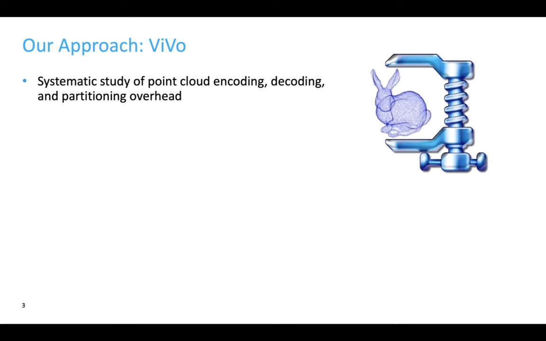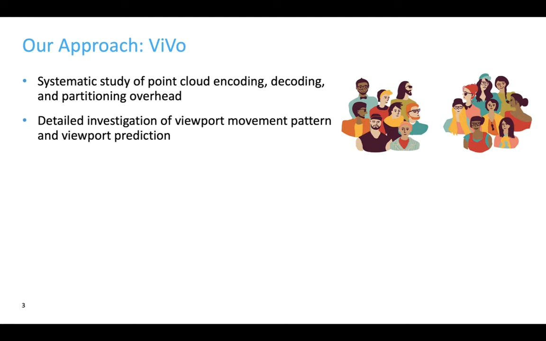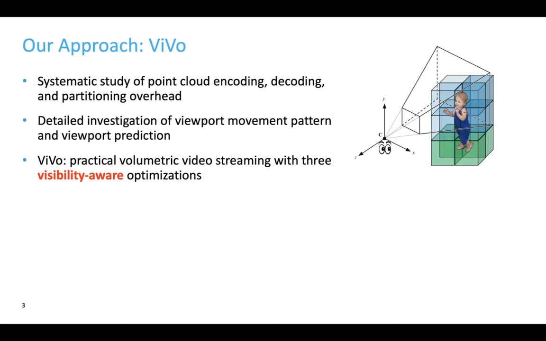In order to address the above challenge, we took the following approach. To gain a deeper understanding of volumetric videos, we first conducted a systematic study of several aspects of point cloud. To check whether we can extend viewport adaptive streaming to volumetric videos, we investigated viewport movement patterns and viewport prediction through a user study. Based on the observations from the above study, we designed, implemented, and evaluated ViVo, a volumetric video streaming system with several visibility-aware optimizations.